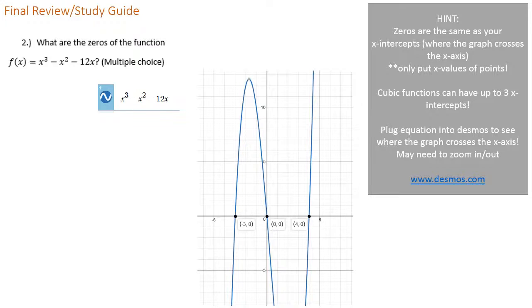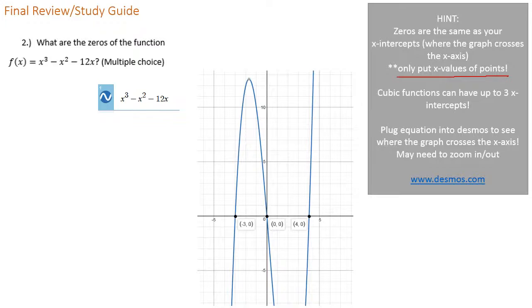So the zeros are the same as our x-intercepts. It's another way of saying the x-intercepts. Remember, x-intercepts are where the graph crosses the x-axis, and we only care about the x values of our points. So if we have a cubic function, which is what this is since we have the highest exponent of 3, that means there's going to be up to 3 x-intercepts.